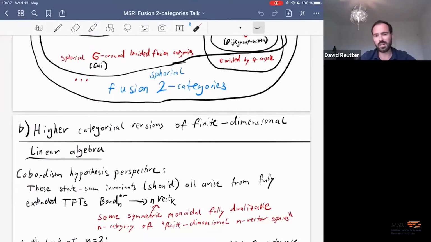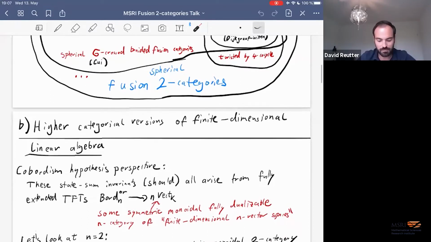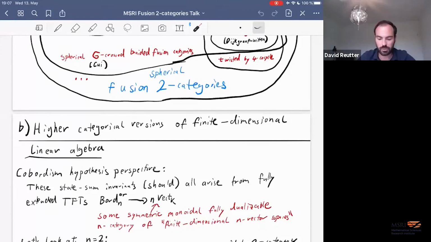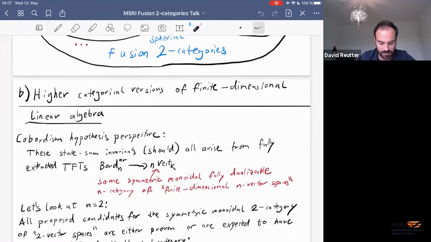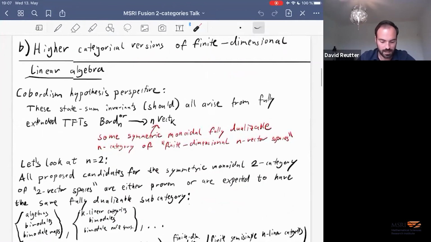So a question that comes up, of course, is to say, well, should there even be one of these n-vect guys? Is there an n-vect, or is it just a variety of categories that one could use? And I want to argue a bit on this, as motivation, that actually something like n-vect is what we should aim for. So let's look at dimension 2.